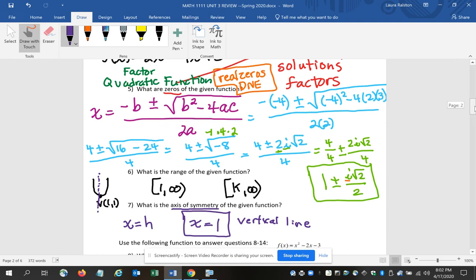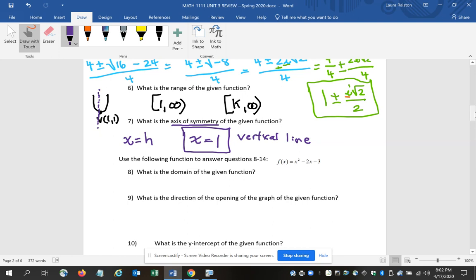All right. The next grouping of questions is numbers 8 through 14. Again, you're given a function, and the function that you're given is x squared minus 2x minus 3. It's basically the same set of questions that we just walked through. And I can tell you there are 2 scenarios on the test where you basically have to do this. I give you a quadratic function and then ask you these questions.